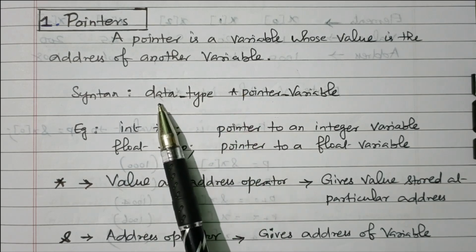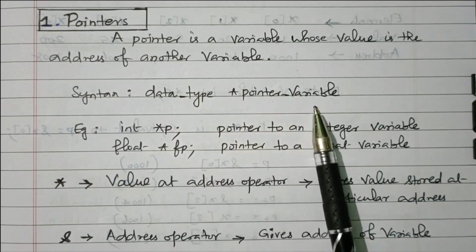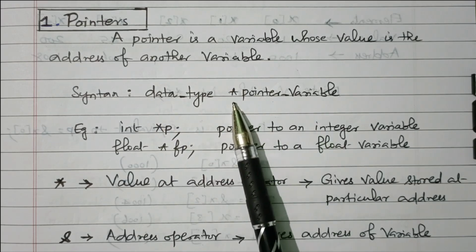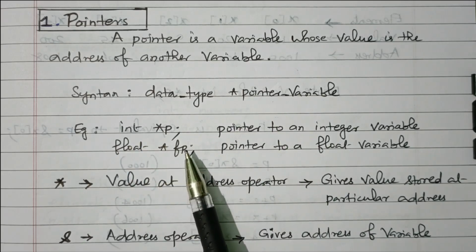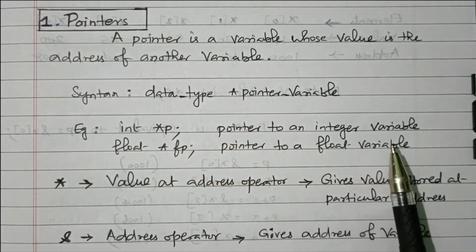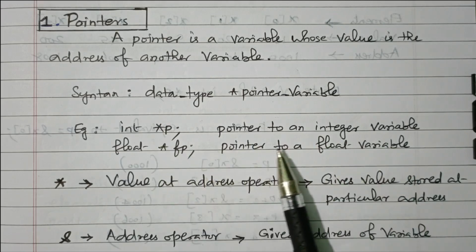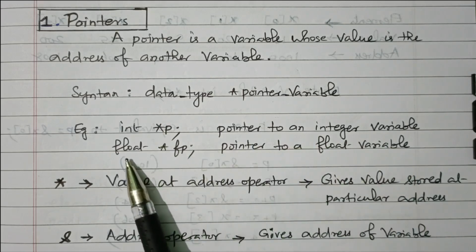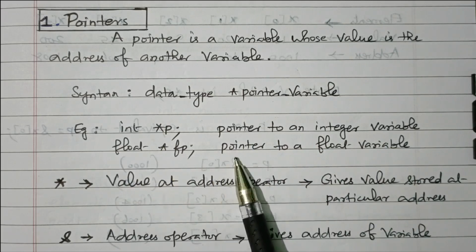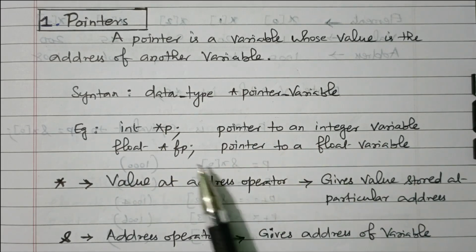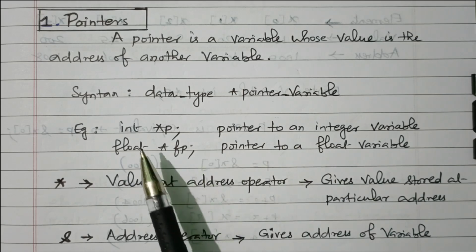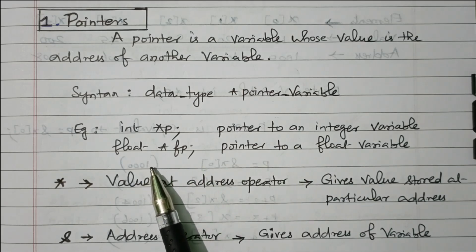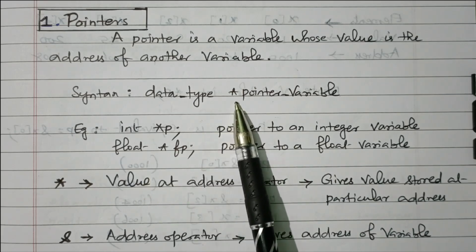The syntax is data type star pointer variable, right? So it is indicated by star. Star indicates it is a pointer variable, right? We'll see the example: int *p. That is nothing but pointer to an integer variable. So the *p will store the address of the integer variable. float *fp. So pointer to a float variable. So the *fp will store the address of the floating point variable, right? So pointer is the variable to store the address of another variable. It is indicated by star.